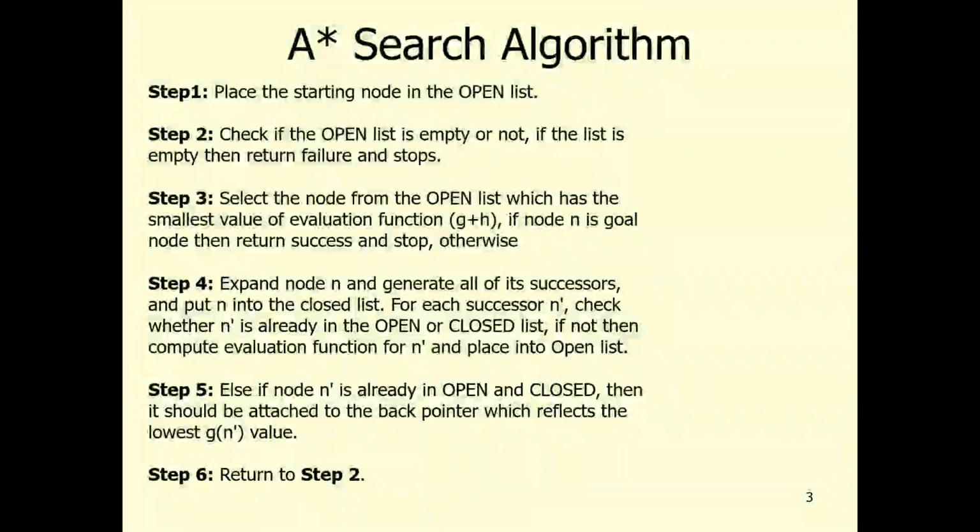So in this way, A-star search algorithm works, which will provide us an optimal solution to reach the goal node from the given initial node. At each point in a search space, only those nodes are expanded which have the lowest value of f of n, and the algorithm terminates when the goal node is found.